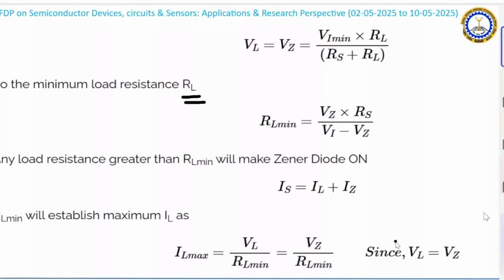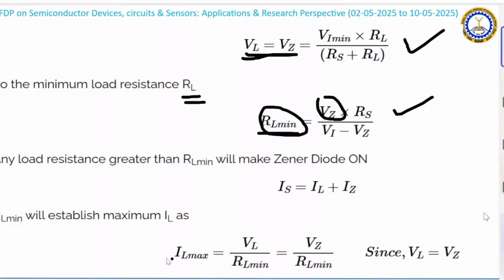So we have to determine RL minimum with the help of this formula, because the load voltage is nothing but the VZ voltage, just like the previous case. And just like the previous case, we have RL upon RL plus RS times VI minimum, the minimum input. With this formula, we can figure out RL minimum, which is VZ times RS upon VI minus VZ. Here the input and VZ are both constant, so that is how we determine RL.